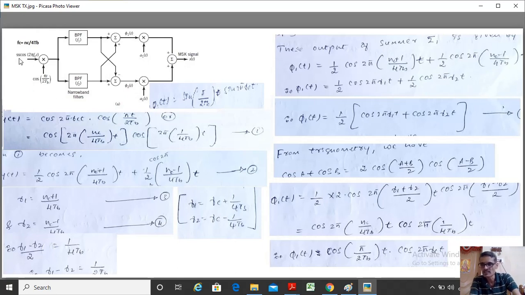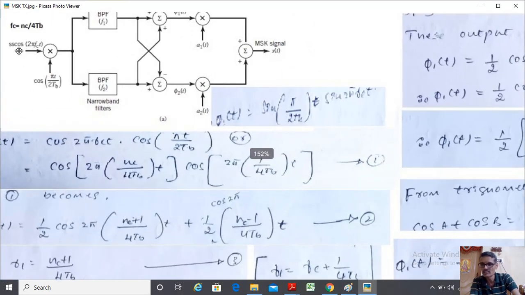Now, this is a cos signal, with a small correction. See this, this is cos 2 pi fct, just avoid this SS. Cos 2 pi fct is one of the signals, and the other signal is cos pi t by 2 tb. Two signals are given to the product modulator, first of all. This is cos pi t by 2 tb. It's not in the standard form, actually, but basically the signal is cos 2 pi t divided by 4 tb. So that 2 and 4, 2 times it cancels, so it becomes cos of pi t by 2 tb. So basically it is cos of 2 pi t by 4 tb. That is the equation. Anyway, short form they have written over here.